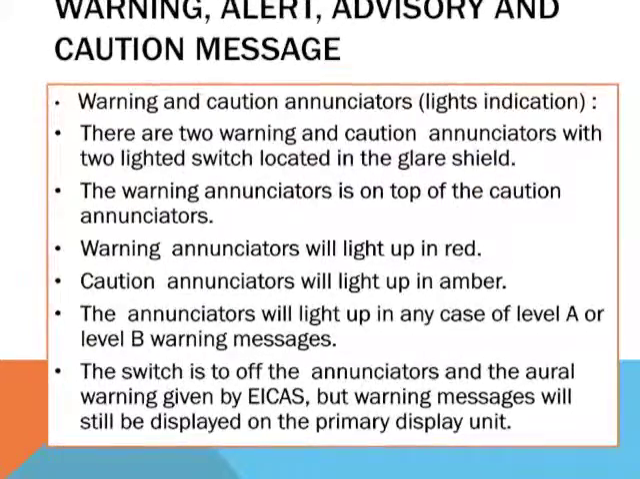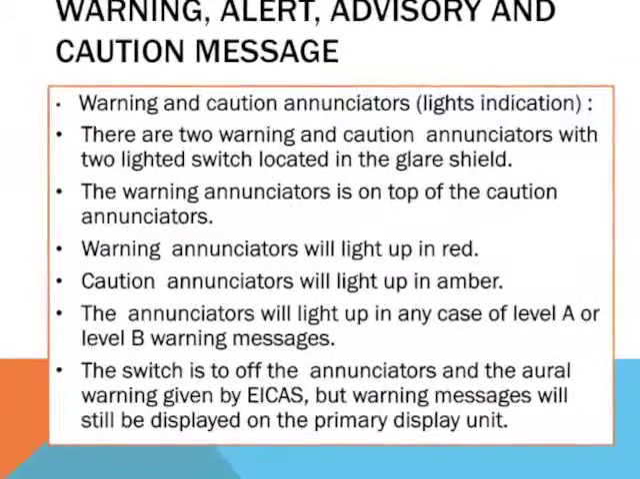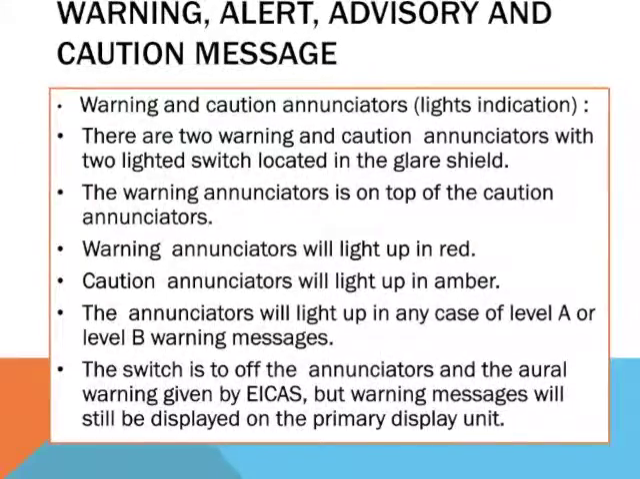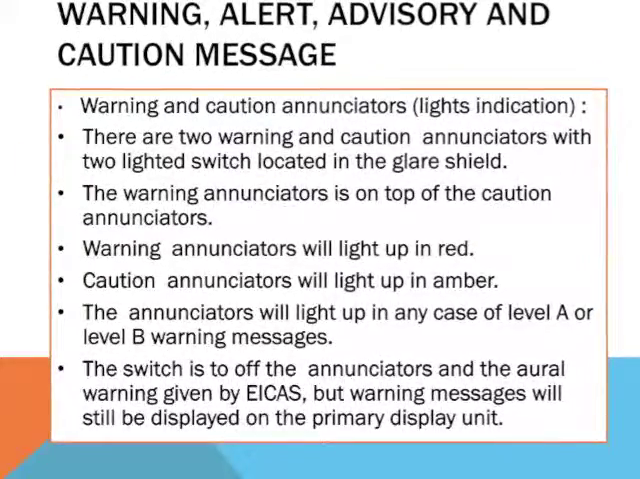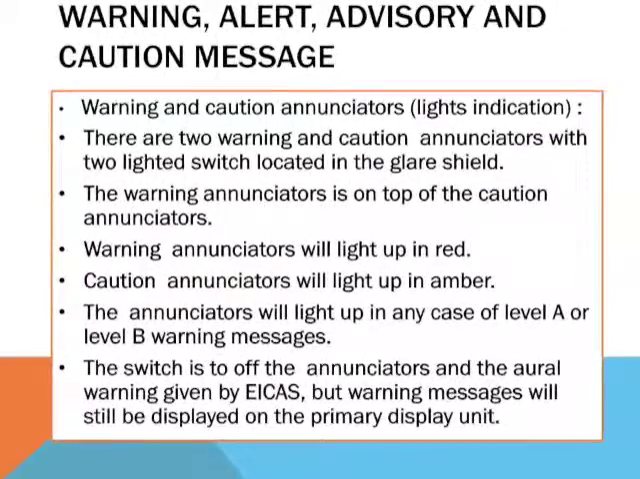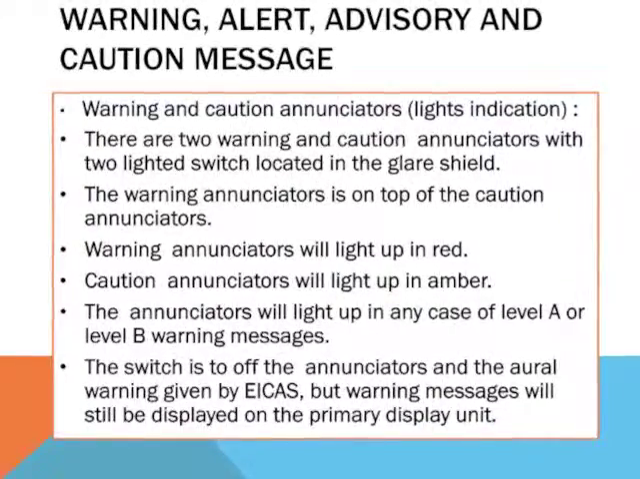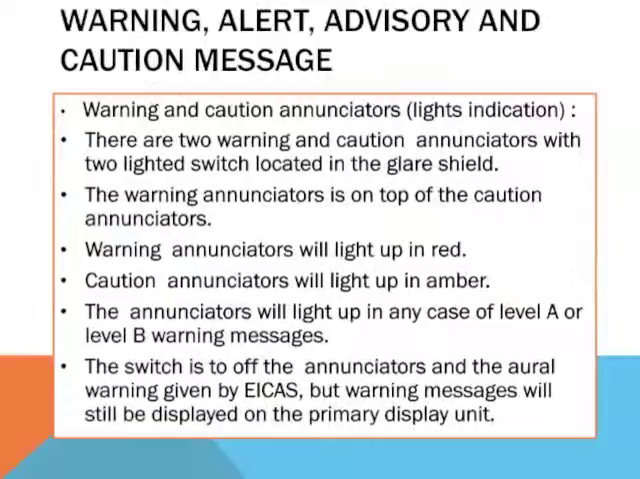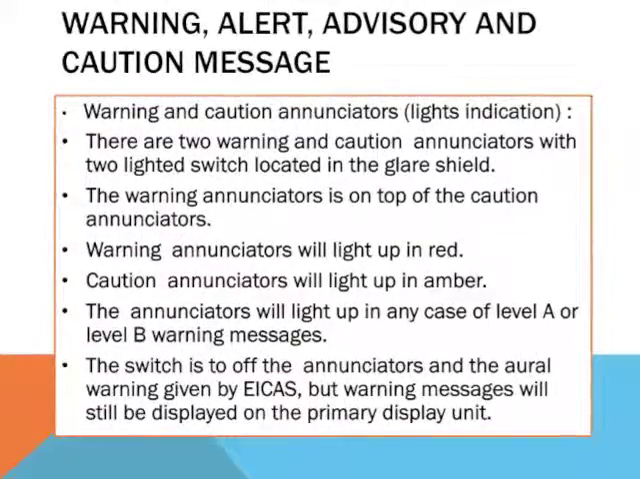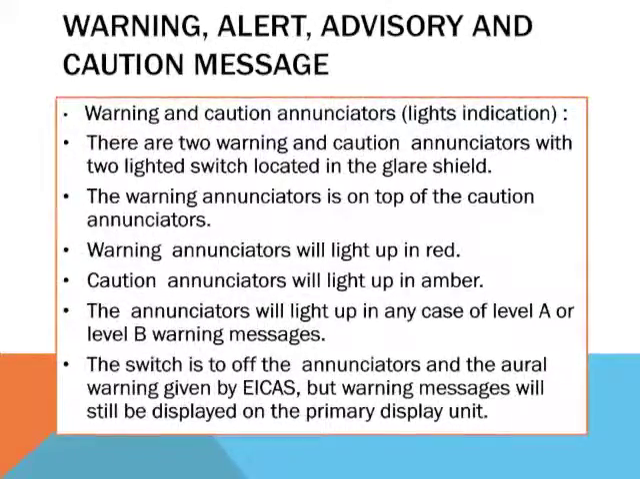In the flight deck, there are the warning and caution annunciator. In the case of level A warning, the warning annunciator will light up and give an aural sound. In the case of level B warning, the caution annunciator will light up in amber and give an aural sound. There is a switch located in the glare shield to turn off the light and aural indication of the annunciator, but the warning messages will still be displayed in the primary ELNFAS display.